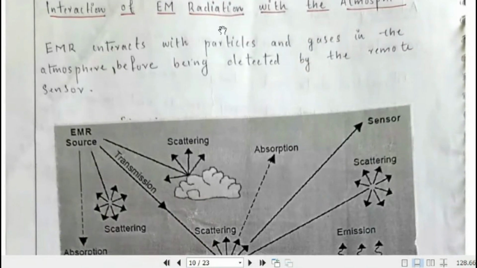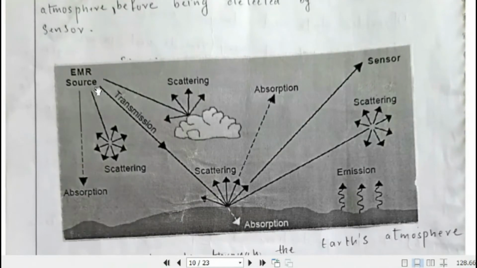Interaction of electromagnetic radiation with the atmosphere. Here you can see the light energy, once it is produced, has to pass through the Earth's atmosphere before reaching the Earth's surface. In between, the light energy undergoes mainly two types of processes, that is scattering and absorption. After scattering and absorption, the light energy that has not undergone scattering and absorption will pass through the atmosphere and reach the Earth's surface. This is the process that happens to the light energy when it is passing through the atmosphere.